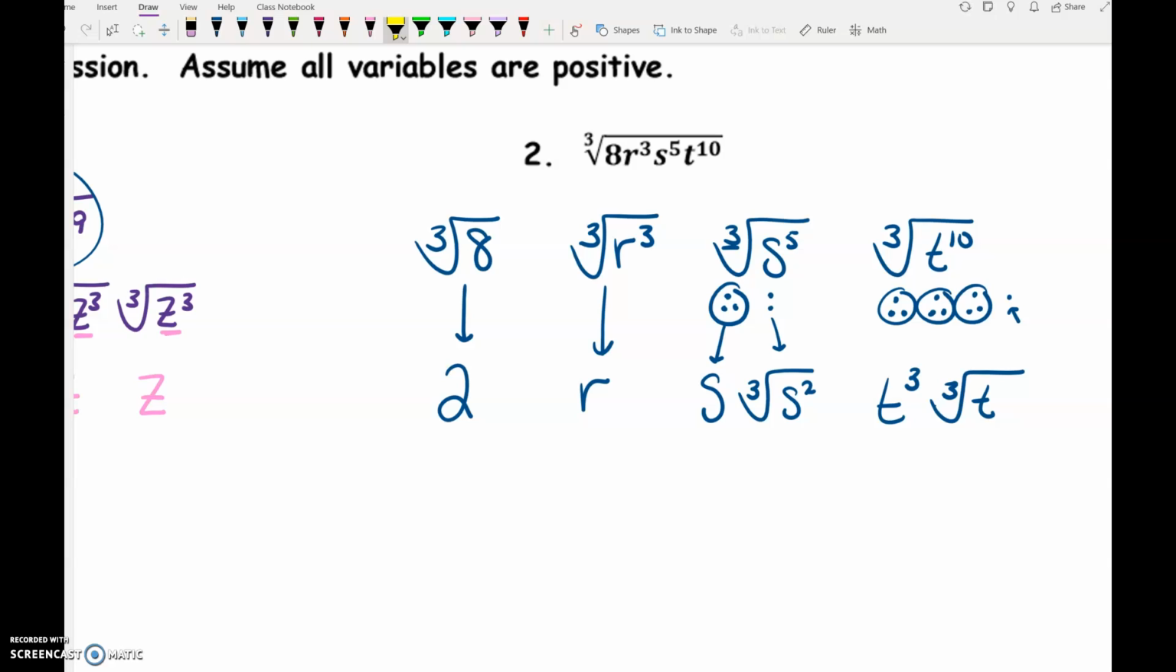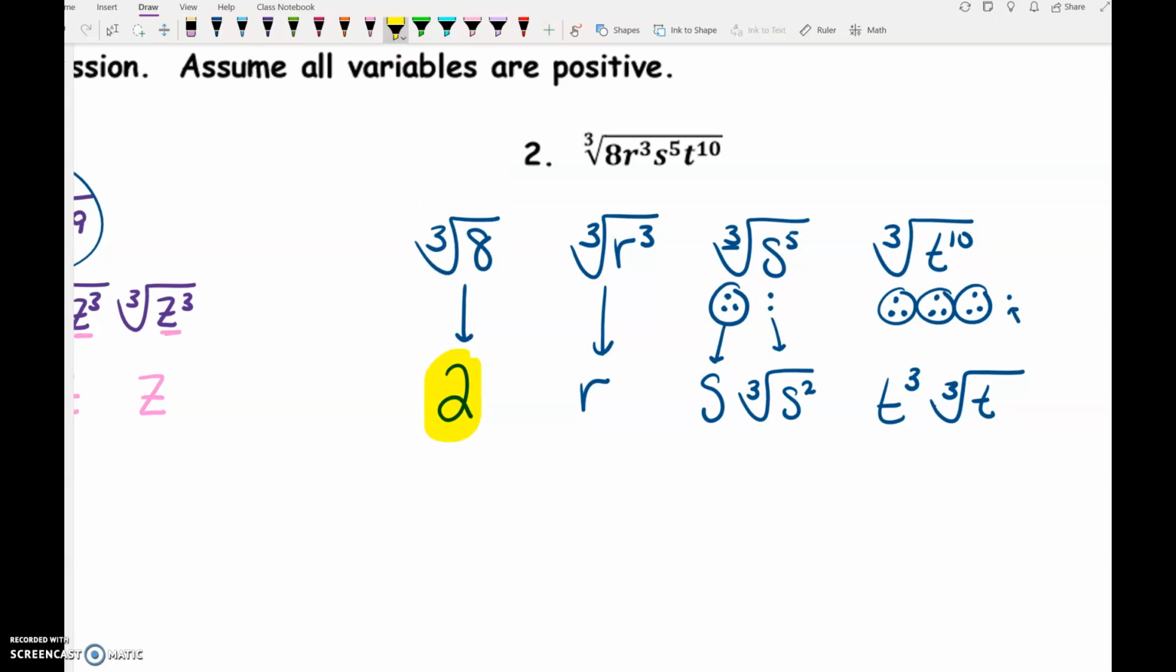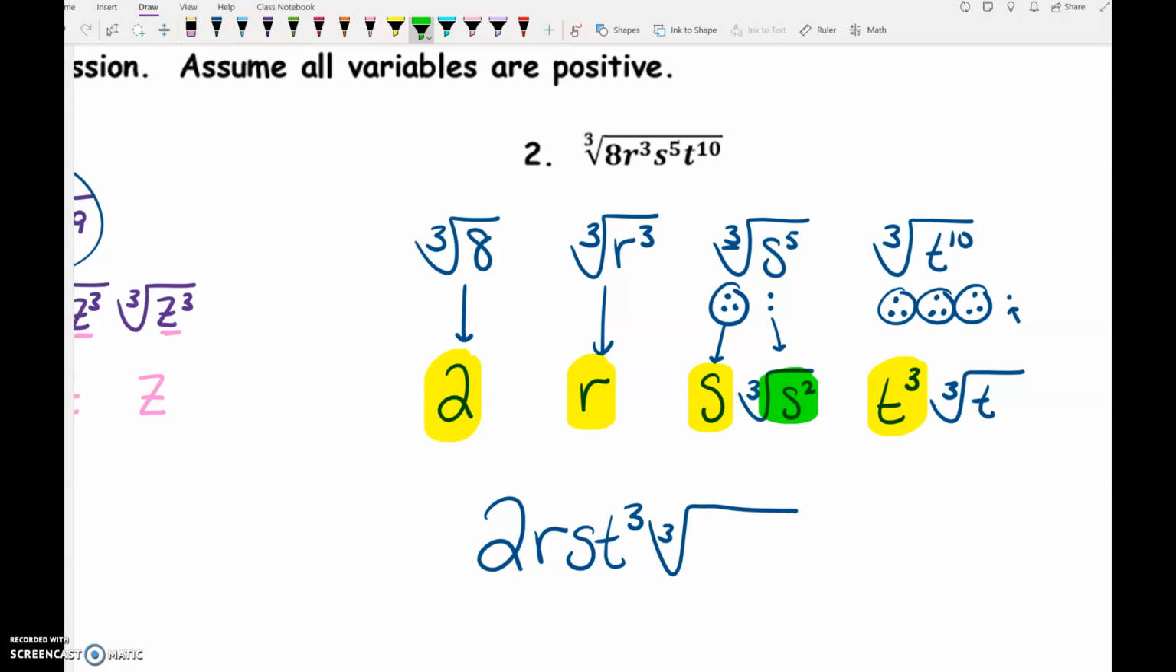The nice thing is we started in alphabetical order, so all we're going to do is look left to right, first at things that are not under the radical. So I have 2rst to the third. Then I'm going to make a third root symbol and go through and find everything left to right that's still stuck under a radical. s squared t.